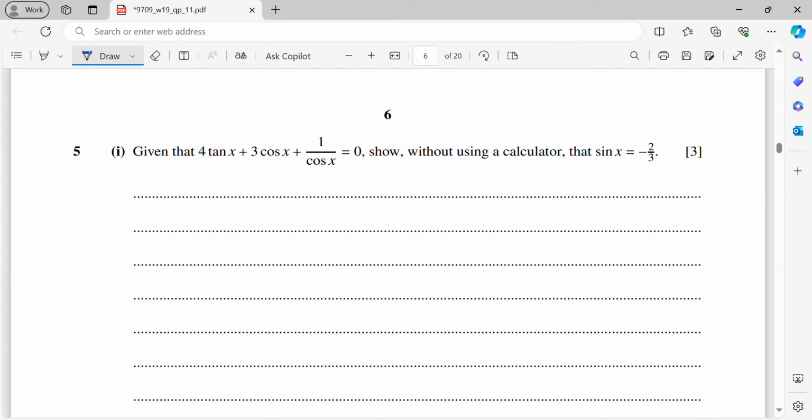Okay, question number 5, first part. Given this equation, show without using a calculator that sine x equals negative 2 over 3. So now I will rewrite the question first. Since we need to show sine x, and now here you have tangent, I will change the tangent x into sine x over cos x first. That is my first step.